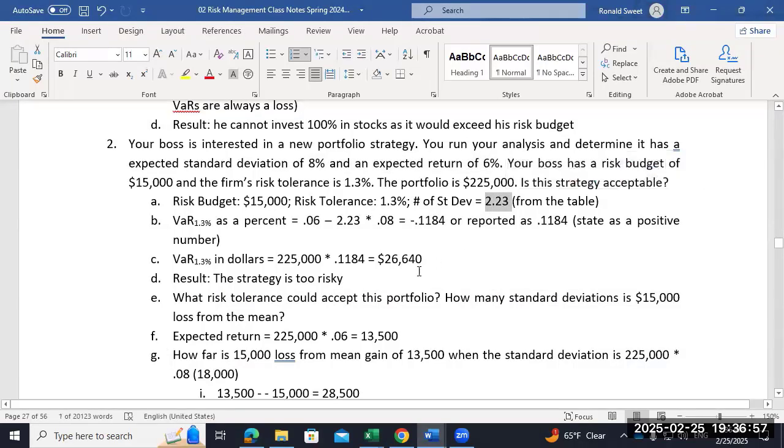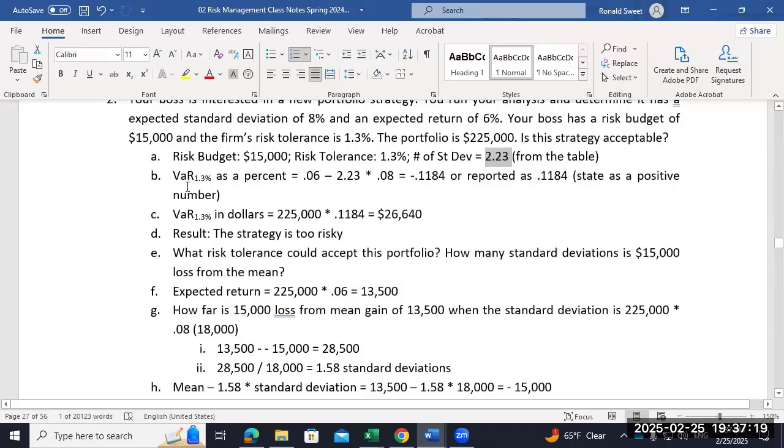So 2.23 represents, you look at the normal distribution, you go that far from the mean. That happens, you're to the right 98.7% of the time, you're to the left 1.3% of the time. Y'all remember doing that in stats? Does that seem familiar? I'm getting a bunch of dead stares. So you really should know that. It's pretty common in finance to do that.